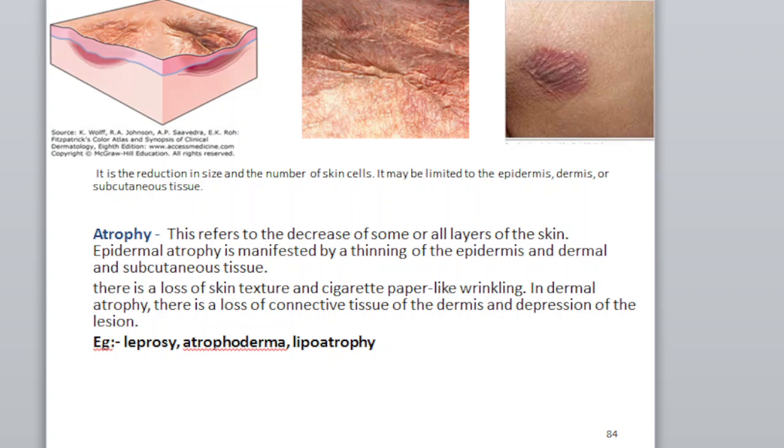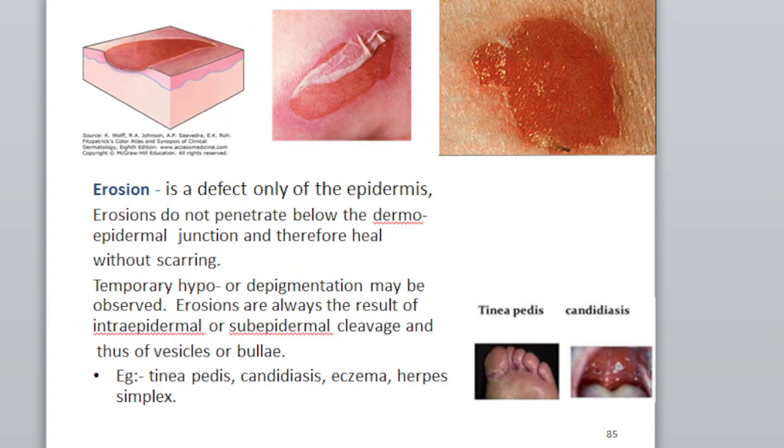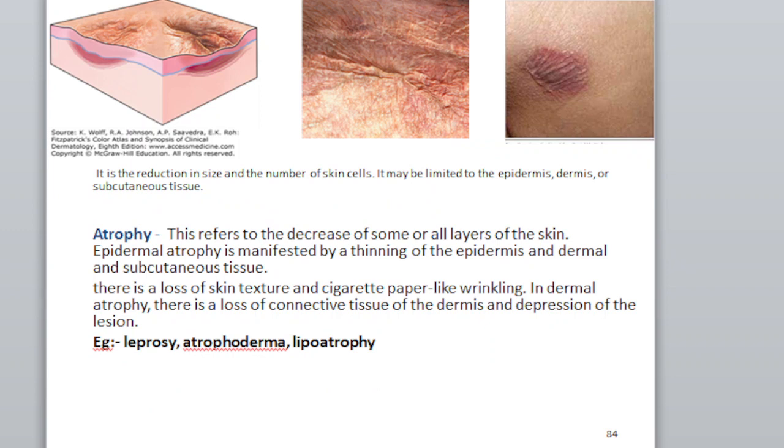In dermal atrophy, there is a loss of connective tissue of the dermis and depression of the lesion. For example, leprosy, atrophoderma, lipoatrophy. It is the reduction in size and the number of skin cells. It may be limited to the epidermis, dermis, or subcutaneous tissue.